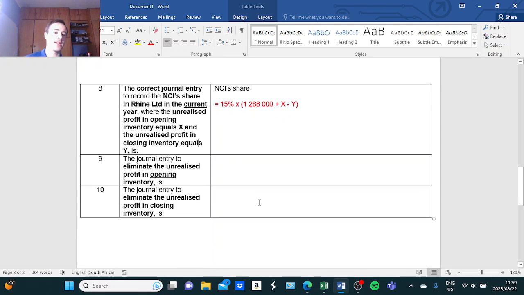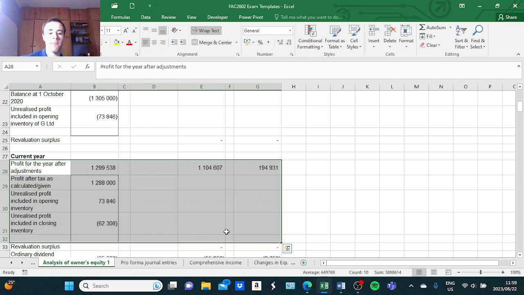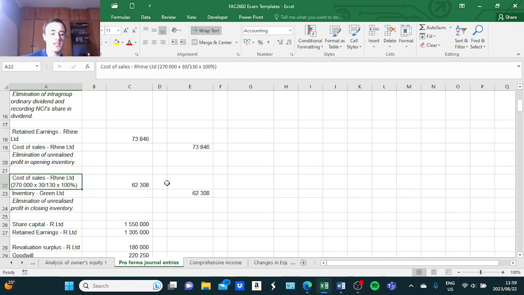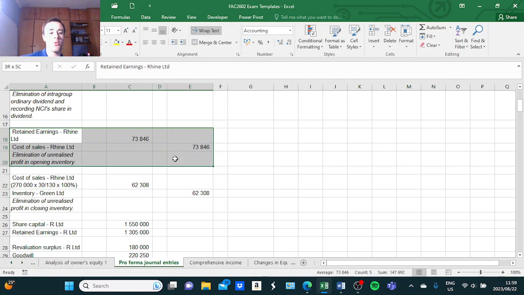And then questions 9 and 10 have already been answered because they just ask you to provide the journal entries to eliminate the unrealized profit in opening and closing inventory respectively. So for opening inventory, okay, the journal entry was as follows. We will debit cost of sales for Ryan Limited.